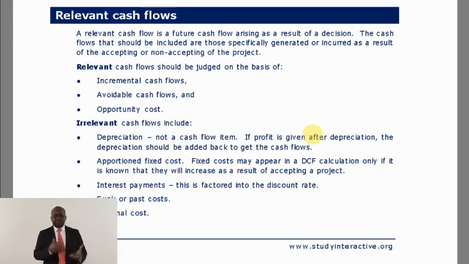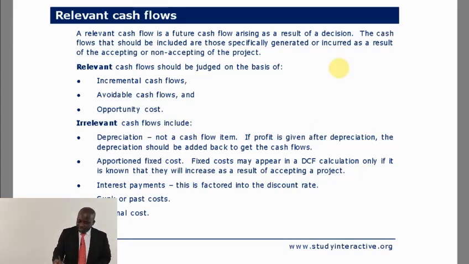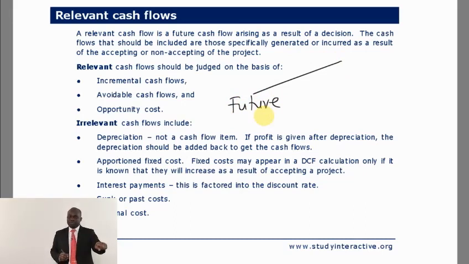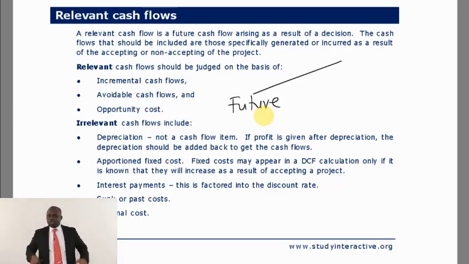So let's refresh our minds on what relevant cash flows are. Relevant cash flows are those cash flows that will influence the decision as to whether the project should be acceptable or not. And for that cash flow to be relevant, it should possess two broad characteristics. The first one is that the cash flow should relate to the future. So what is it telling you? It's telling you indirectly that if that cash flow has already been incurred, then it's gone. It's a past cost. And as such, that will not be relevant.